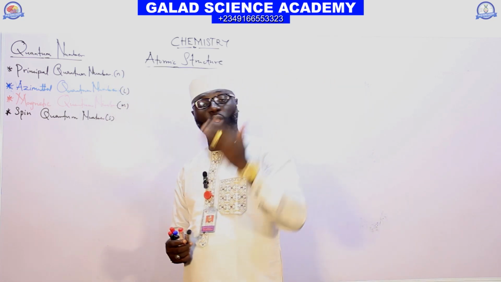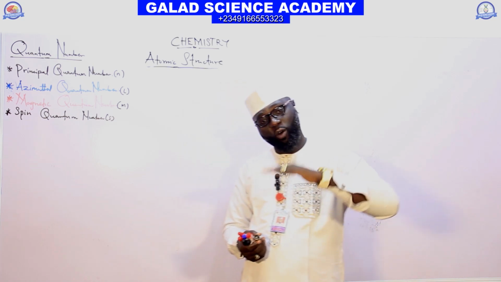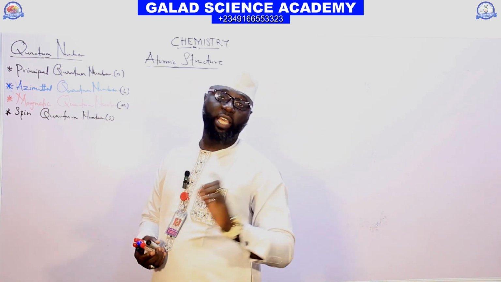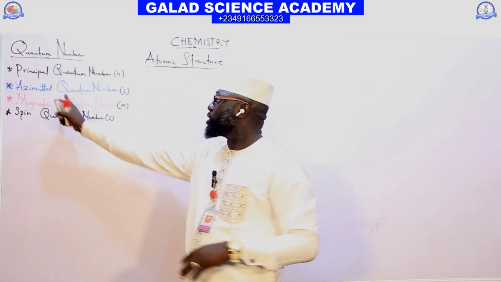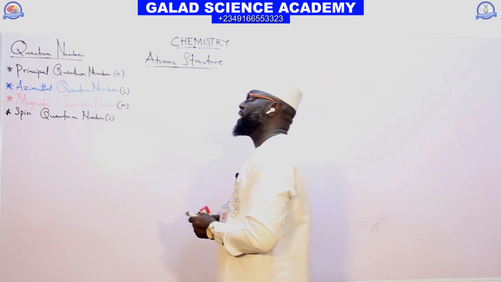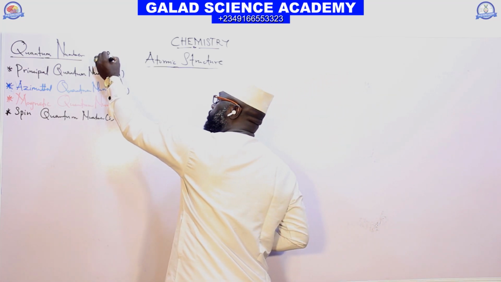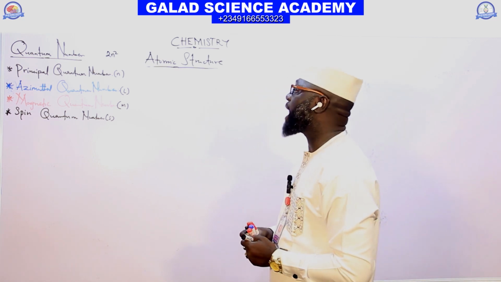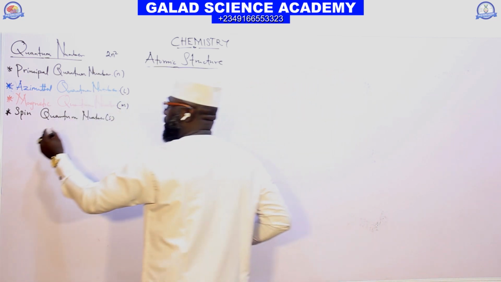That is a quantum number that is explaining the energy level of an electron and the size of orbital by using K, L, M, L shell. And the maximum number of electrons which can be obtained in each shell is 2n squared. So the next one now is azimuthal quantum number.